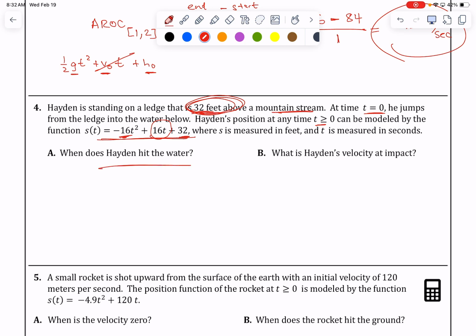All right, when does Hayden hit the water? You just set this equal to 0. You want to know when the position equals 0. The water is the ground, okay? So you would go 0 equals negative 16 t squared plus 16 t plus 32. What would you do to that? Divide it by negative 16.